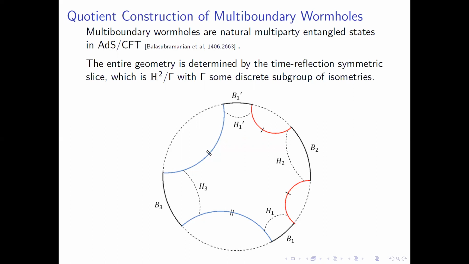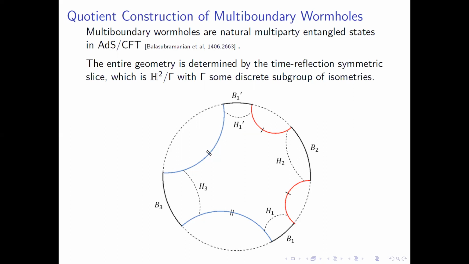And the same thing will happen for region B2 after the red geodesics are glued together. And finally, B1 and B1 prime will have their endpoints glued together to form a final boundary region. So this picture is showing what's topologically a 3-boundary wormhole. And the dual CFTs are supposed to live on these boundary circles. That's an equal time slice of the dual CFT.